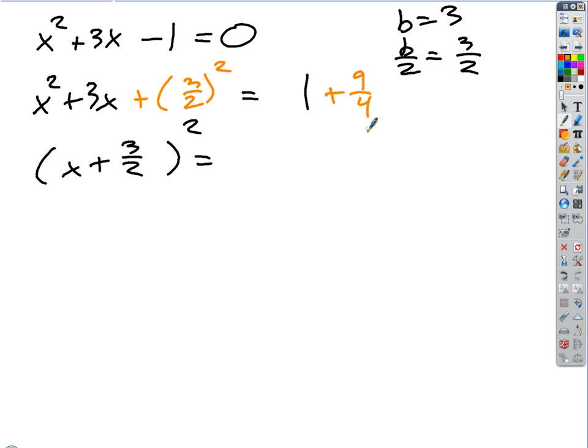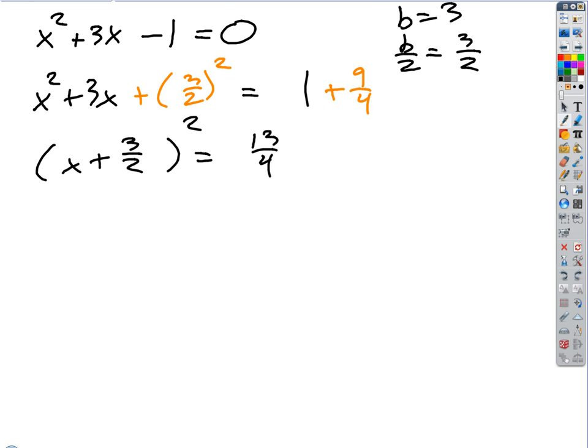Okay. So then we end up with our perfect square trinomial, x plus 3 over 2 squared equals, what does that simplify to? 13 fourths. So 13 fourths, 4 fourths plus 9 fourths, okay? And now it's pretty simple. What do we do to isolate x? Square root. So let's finish this one.